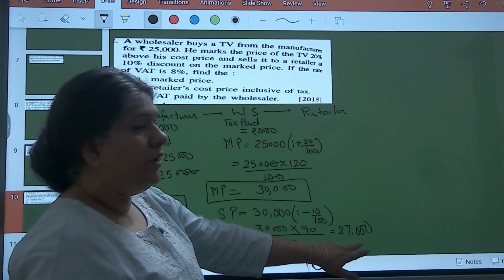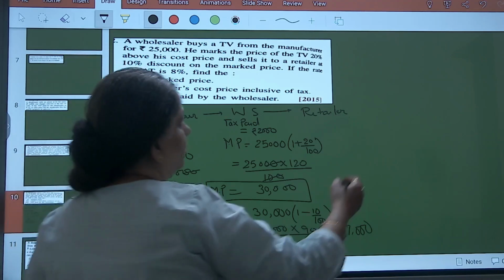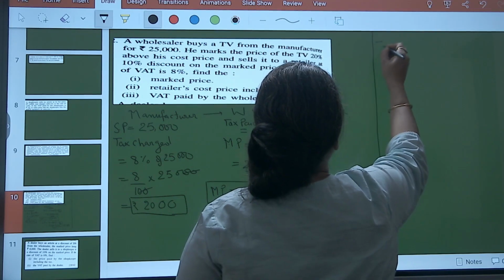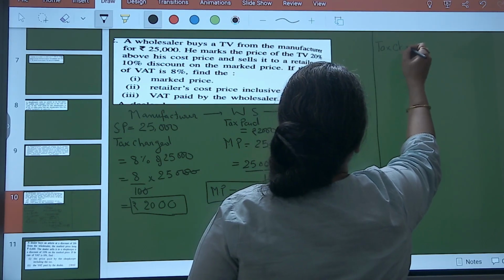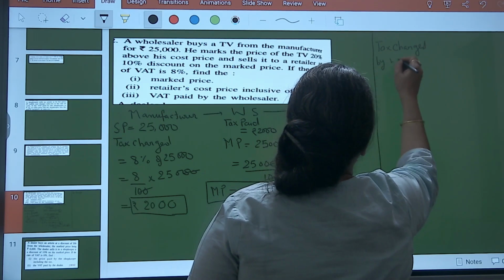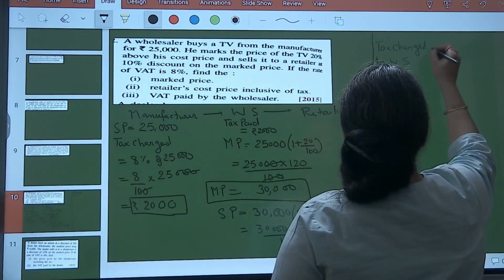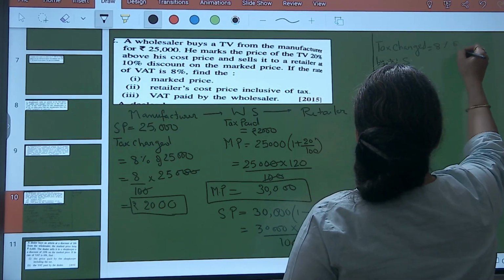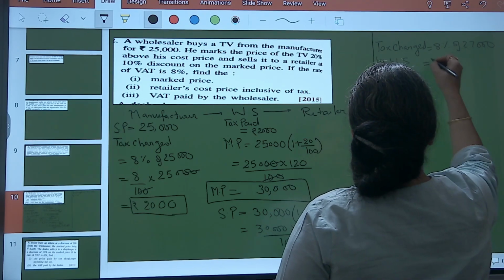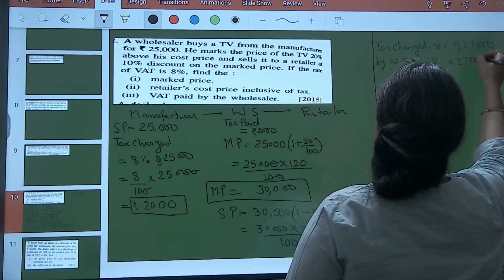So again, if he is selling for 27,000, the tax will be charged from the retailer. So we'll write down tax charged by the wholesaler will be 8% of 27,000. That is 8 upon 100 into 27,000.